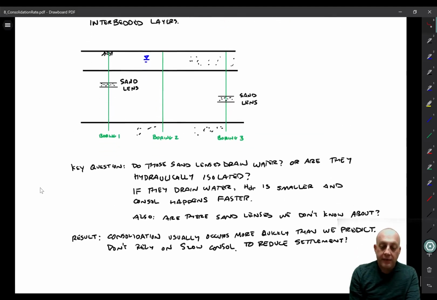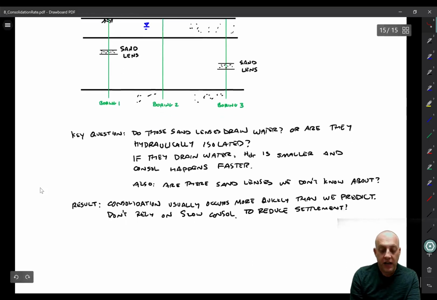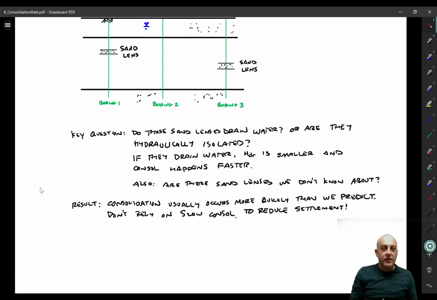An outcome of that: let's say that you predict it's going to take 500 years for a layer to reach 95% average degree of consolidation, and then you say, oh, well, the design life of the structure is only 50 years, so only a small amount of the consolidation settlement is going to happen during the design life of the structure, so we don't really have to worry about it. Well, that would be a big mistake, because probably the clay is going to settle faster than you think it's going to, and you don't want to rely on this delayed consolidation to save your structure.